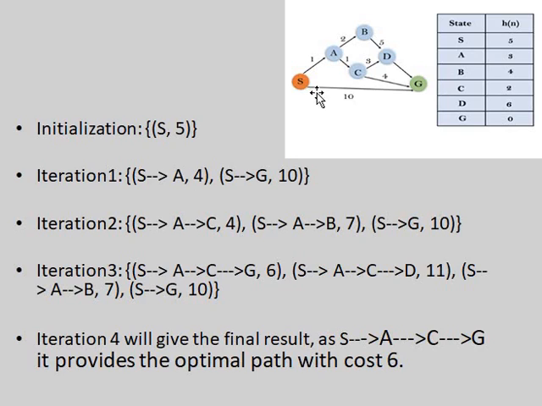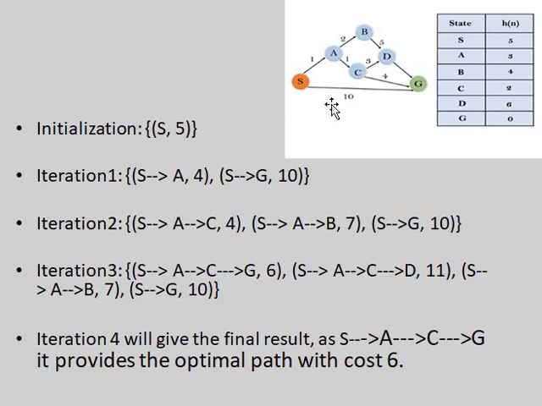So for S to A, f(n) is g(n) plus h(n). Here g(n) is the weight of that edge, which is 1, and the heuristic value of A will be your h(n), which is 3. So add this, 3 plus 1 is 4. Therefore, from S to A it is 4. And from S to G, again calculate the f(n) for S to G.